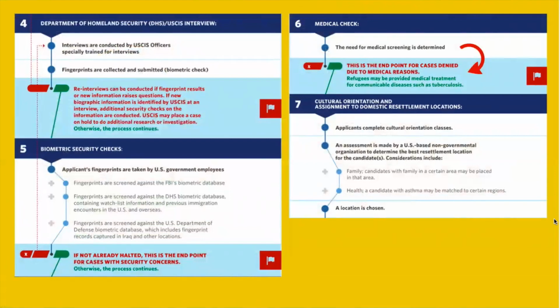Next, the Department of Homeland Security conducts in-depth interviews with specially trained agents, and updated fingerprints are taken. Any inconsistencies result in the repetition of this step or a full termination of the application process. In the fifth phase, the full biometric screening and evaluation process is repeated. As the application moves closer to completion, each individual receives a full medical evaluation. For those who fail the medical component, the process is terminated. At this point, candidates begin preparing for actual resettlement. They take part in cultural orientation programming to help prepare them for the transition.